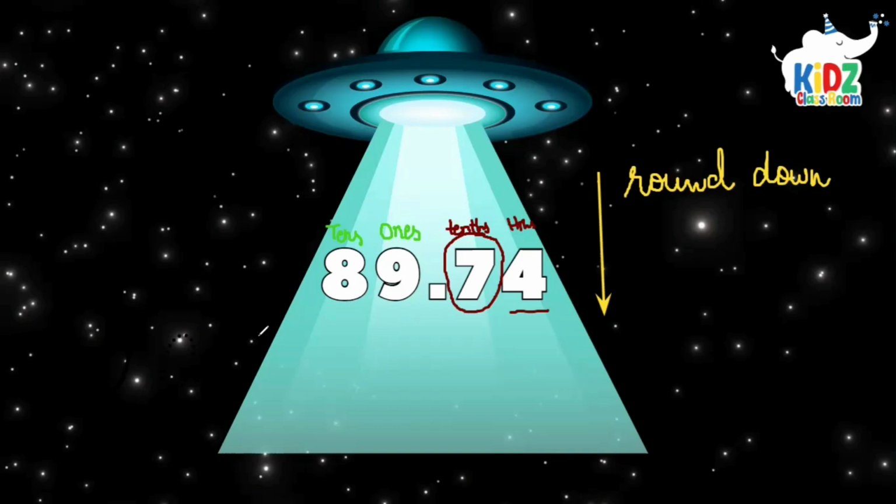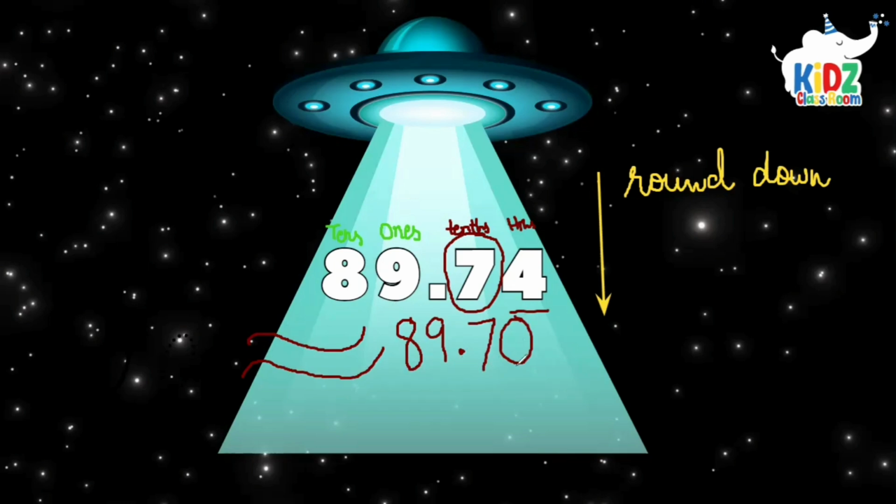So now let's round this number to the nearest tenth. Don't forget to show the symbol. So now what will be the answer? It will be 89.70. Don't forget to change the digit after the tenths place to 0.